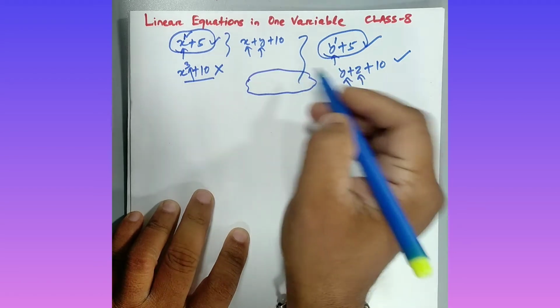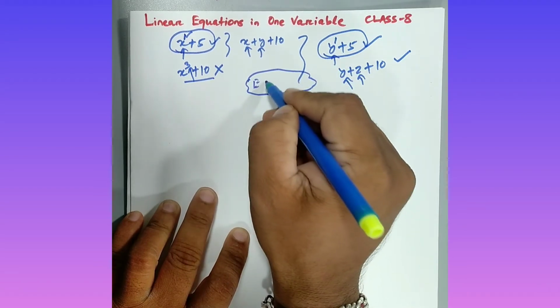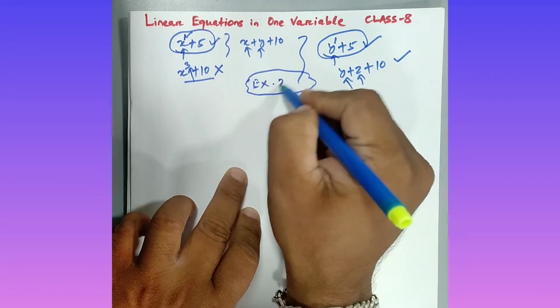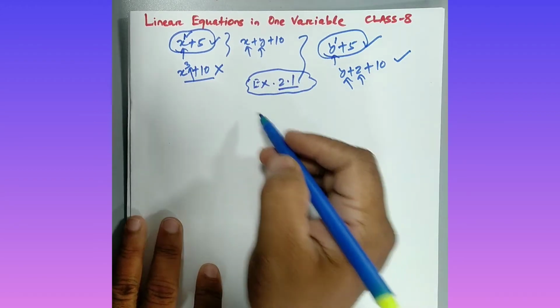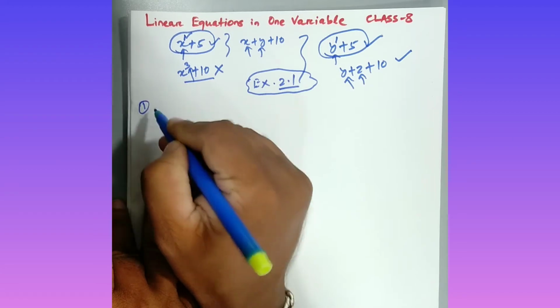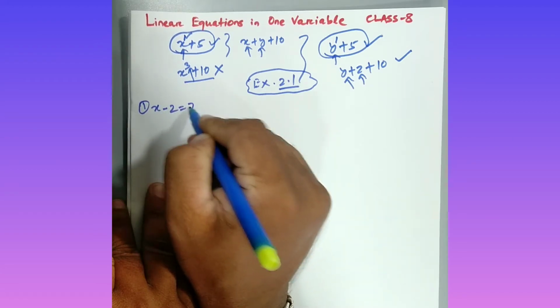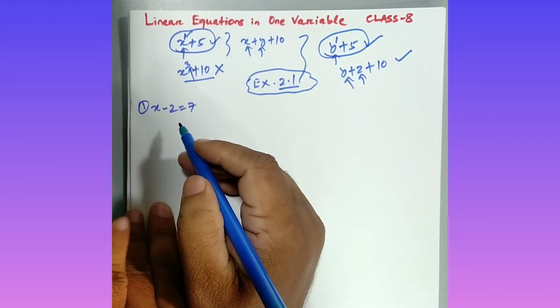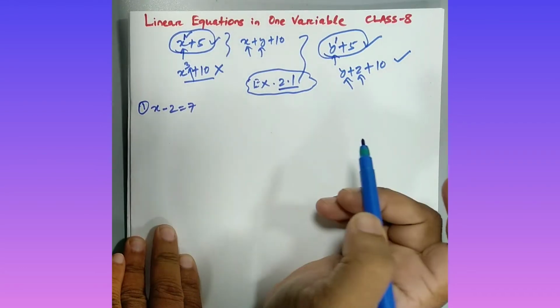So now I have to discuss exercise 2.1. Question number 1: x minus 2 is equal to 7. Solve the following equations. How can you solve? Very interesting, very easy also.